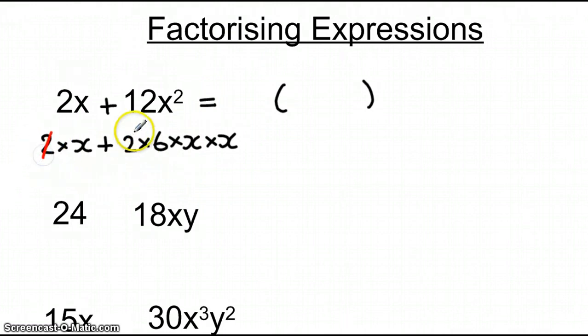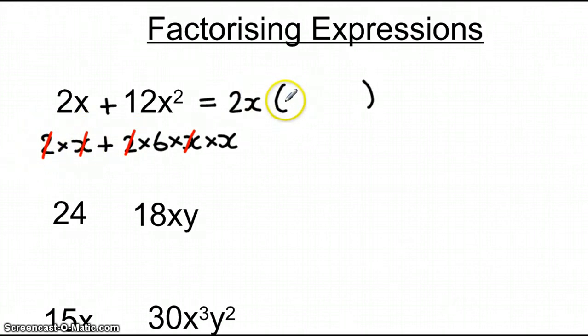So there's a 2 in both expressions, so we're going to put a 2 outside the bracket. Similarly, there's an x in both, so we're going to put an x outside the bracket. And hopefully you can spot that 2x goes into 2x and 2x goes into 12x squared. Now we're going to see what we've got left over. Now I've crossed off both the 2 and the x, so you could think, oh, there's nothing left.